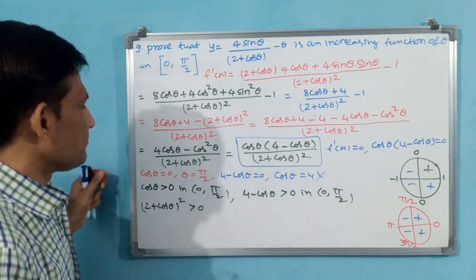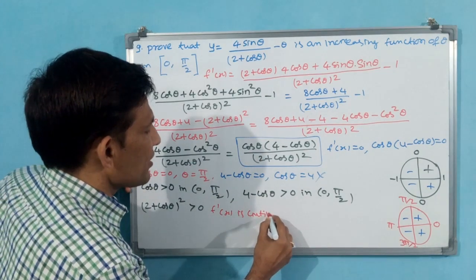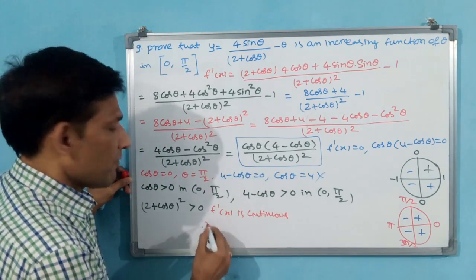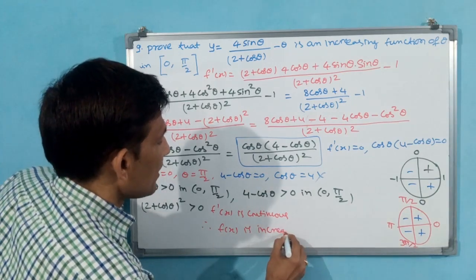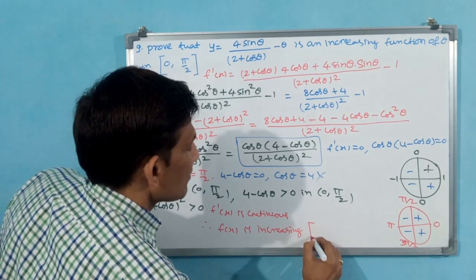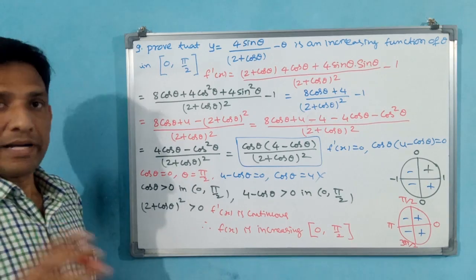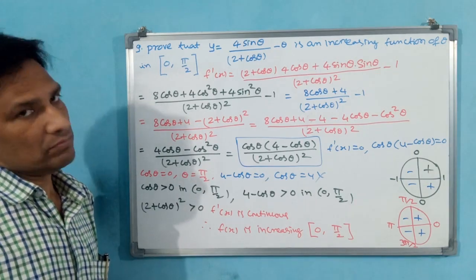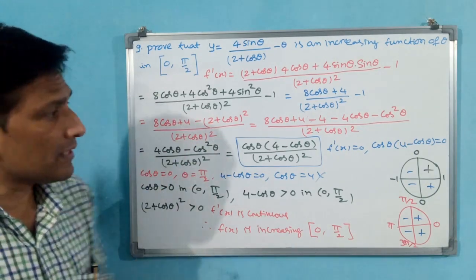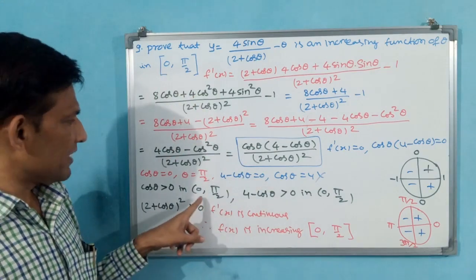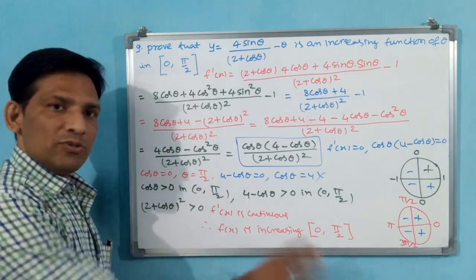Now once again you write: f dash x is continuous, our function is continuous. Therefore, f of x is increasing on 0 to pi by 2. You understand now? Like this you write and close. This question is a little bit tricky, because strictly speaking, 0 we should not take; we will take only the open interval, not the closed interval. But they have asked you to show the closed interval, so with this analogy you write and close it.